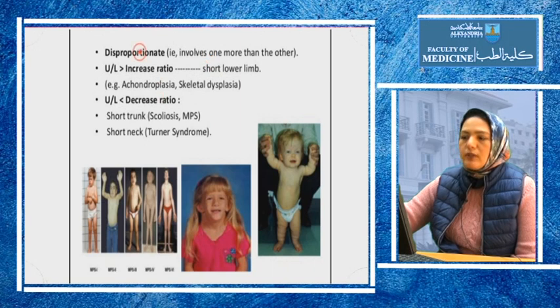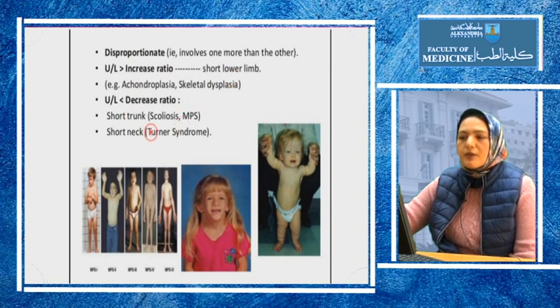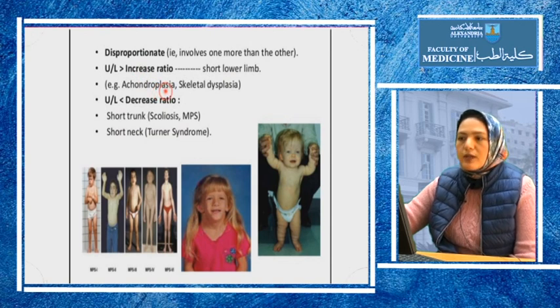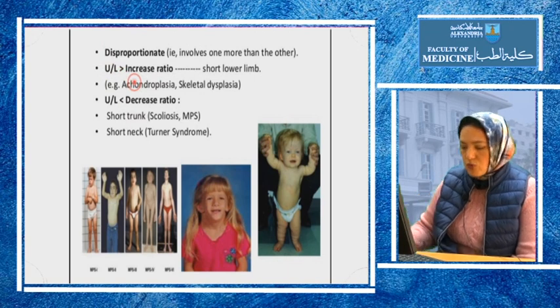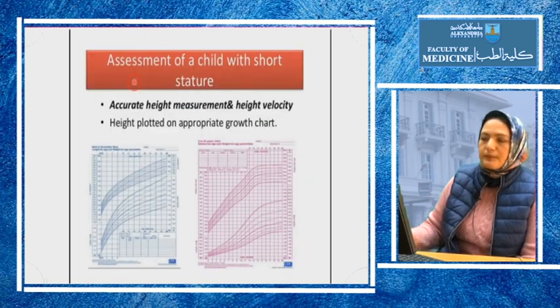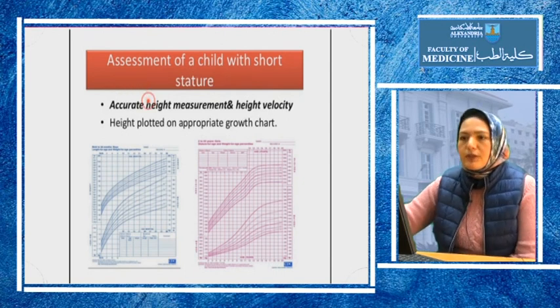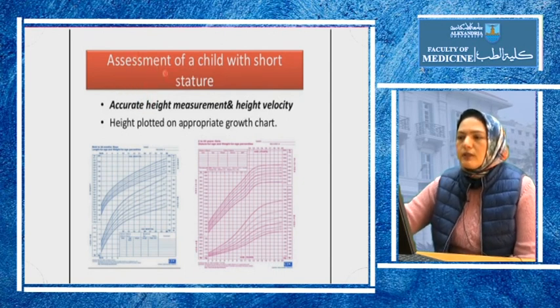Again, as we mentioned before, we classify our patients into disproportionate short stature, meaning an increased or decreased ratio in certain situations like achondroplasia or scoliosis or Turner syndrome. Otherwise, other causes of short stature are proportionate, where the ratio of upper to lower segment is equal, 1:1.